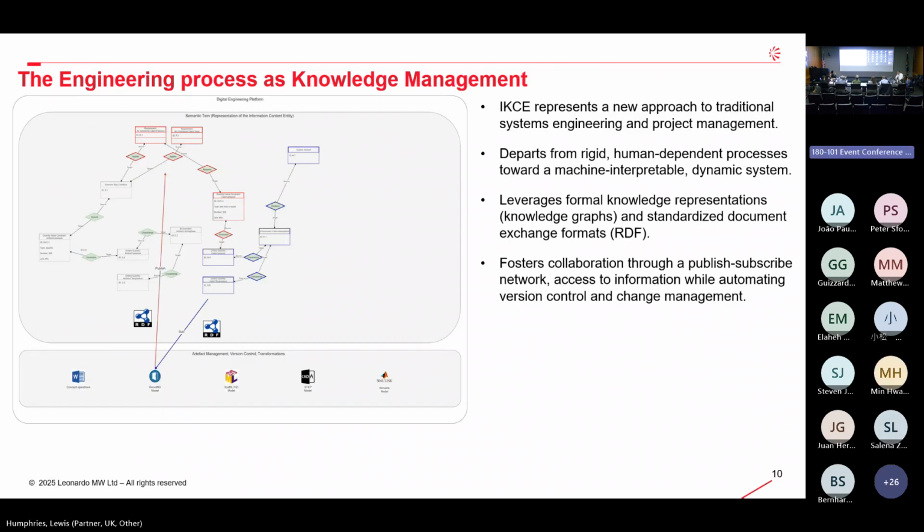So what this essentially means is that our IKC approach represents a new way of doing the traditional systems engineering and project management processes, moving away from the more rigid human-dependent processes to a more machine-interpretable and dynamic system. To do this, we plan on leveraging formal knowledge representations such as knowledge graphs and standardized document exchange formats such as IFC. And for the collaboration between teams, we plan on using a publish and subscribe network, where they can access information, and the version control and change management will be automated using that.